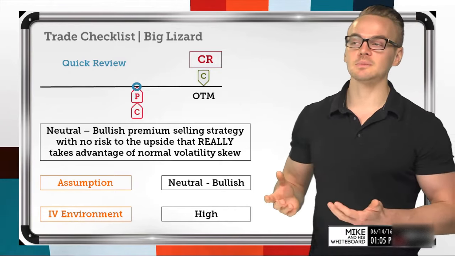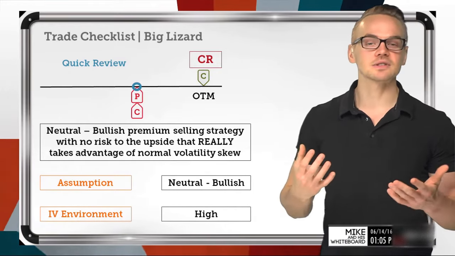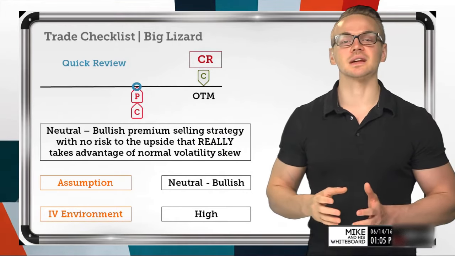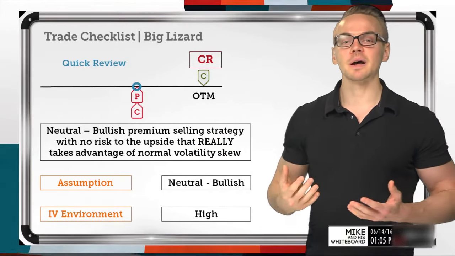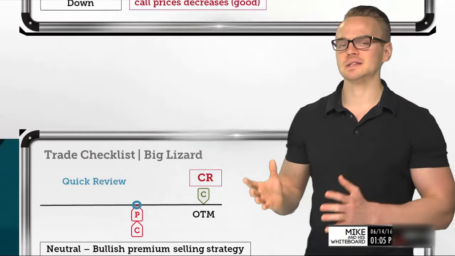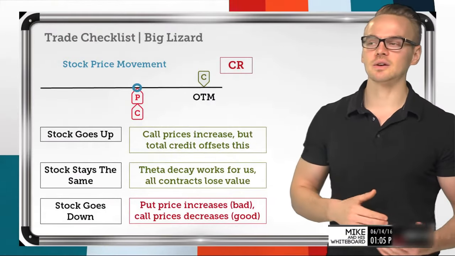Of course, it's not going to be as lucrative as that $9.10 that we would realize if the stock price was right at our strikes at expiration, but it's still going to be better than losing money. So let's go to the next slide and we'll talk about what happens when the stock price goes up, stays the same, and goes down.